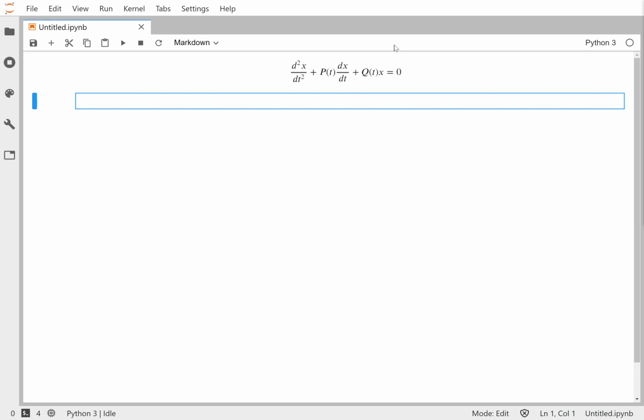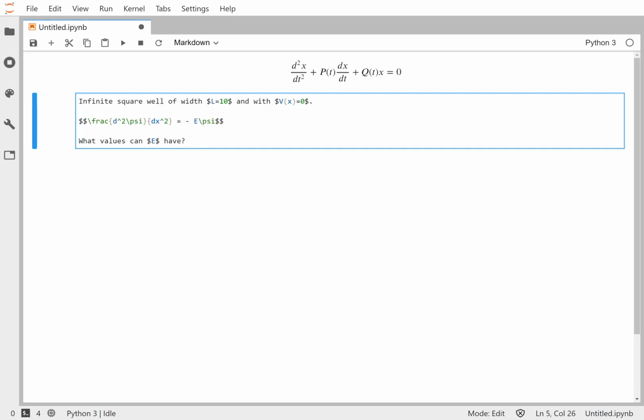So linear meaning we're not mixing the x's, the derivatives of x, with each other. So like if I had an x dx dt term, that would not be a linear equation. And homogeneous means the right hand side is 0, or at least we could write it that way. Such equations have eigenvalues and solutions that go along with those eigenvalues called eigenfunctions. And this comes up most commonly in physics in the context of quantum mechanics.